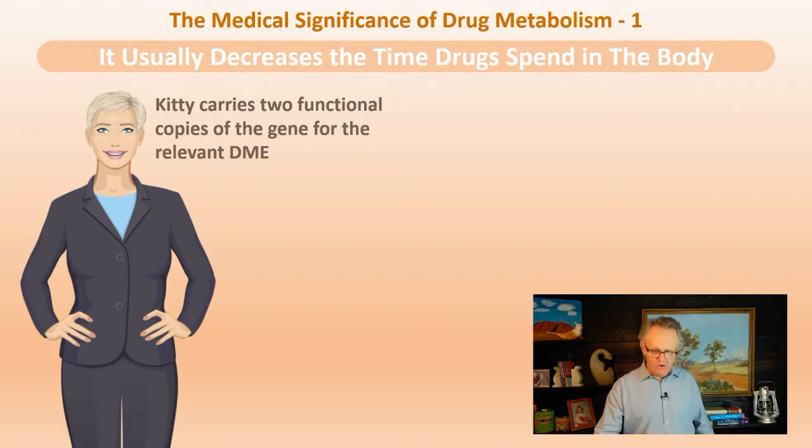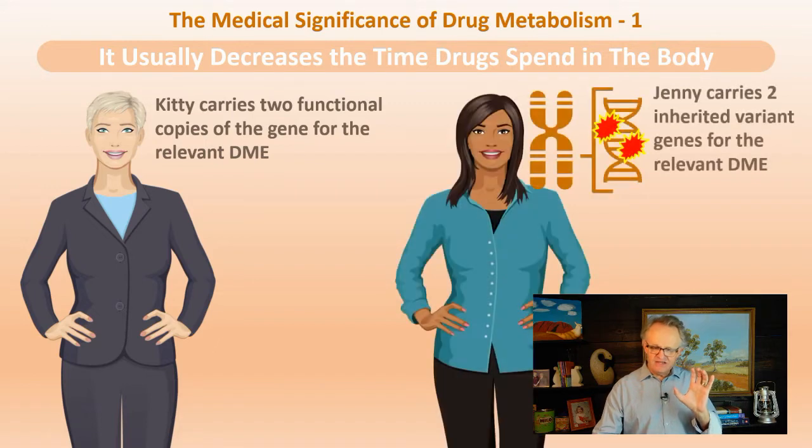So here we've got a lady called Kitty. She's got 2 functional copies of the gene. Most of the time we have 2 copies of every gene, obviously. We get 1 copy from mum, 1 from dad usually. And in this case, this lady has 2 functional copies of a drug metabolizing enzyme gene. So she's able to fully metabolize a drug in the expected manner.